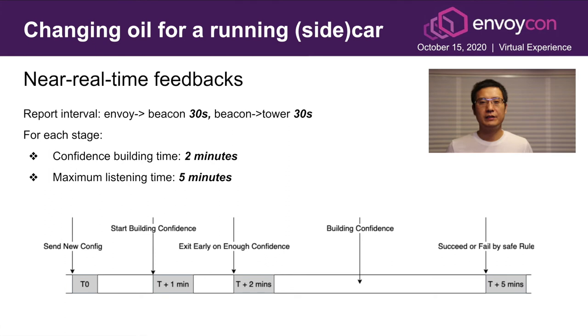The last thing is the confidence. So how does the pipeline build the confidence? Envoy reports to Beacon every 30 seconds. Beacon reports to the centralized control plane, which is the Tower, every 30 seconds. So in total, after 1 minute, you should be able to see the latest result after you send out the new configuration. Starting from T plus 1 minute, it starts building confidence. And after another minute, which is T plus 2 minutes, it looks at the confidence. If this configuration rollout touches 1,000 clusters and all of them have more than 90% acceptance rate, then we have enough confidence and exit early without having to wait.